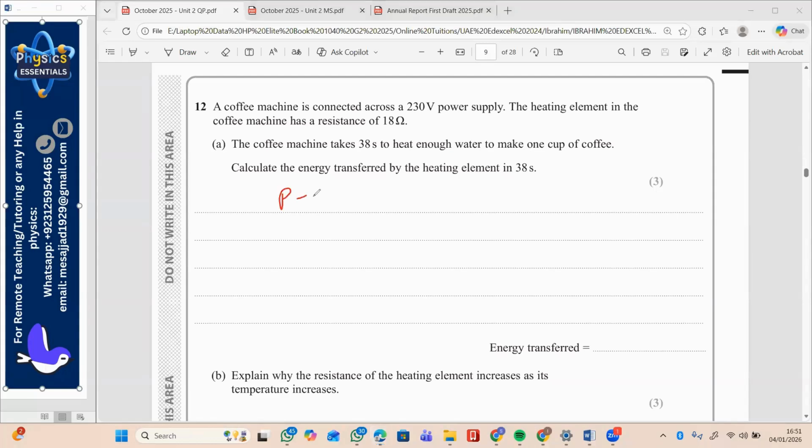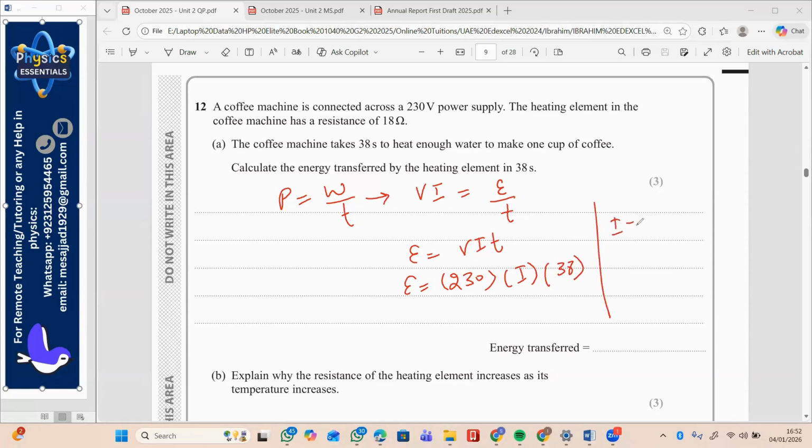Well, it's pretty easy. Power is work over time, so the machine is doing work, which means energy. And for an electric circuit, the power is V into I, and work is energy. So simply we are going to get VIt. But since we don't know the current in the question, we have voltage as 230, we have no value for current, and we have time as 38. So we have to calculate current, and for current we can easily do V over R, and V is 230 and R is 18. So you can put that in here.